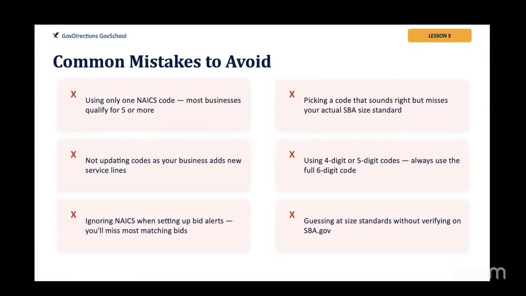Don't just use the 4-digit code or 5-digit code. Always use the full 6-digit. That's important. And when you search, you may want to be searching with just 4, but always use the 6 digits when you add that in the system. Ignoring NAICS codes when setting up bid alerts themselves. You need to make sure, otherwise you'll miss most of your matching bids. Guessing at size standards, don't guess. Always be sure.